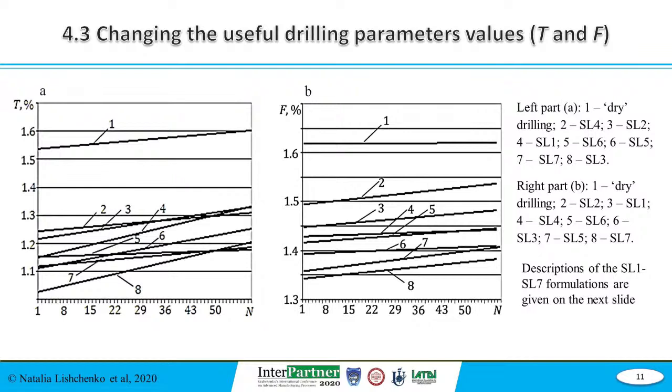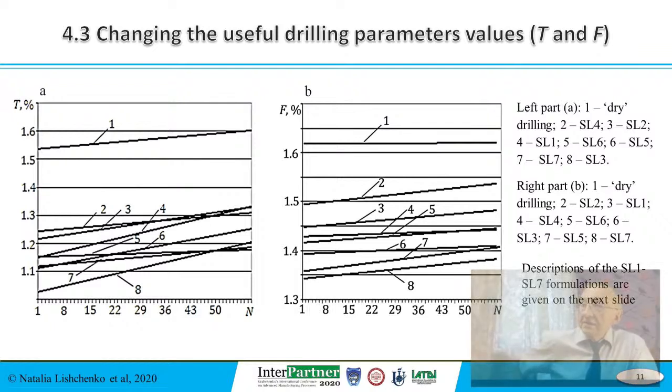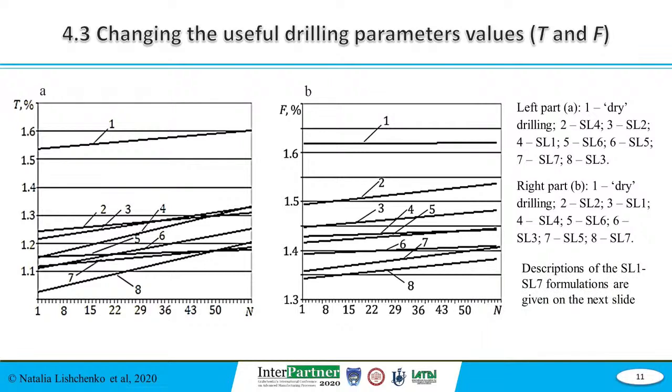Number 11. This is changing the useful drilling parameters values designated by the letters T and F. On the left, you can see dependence of T on the number of experiments. On the right, you can see dependence of force F on the number of experiments.